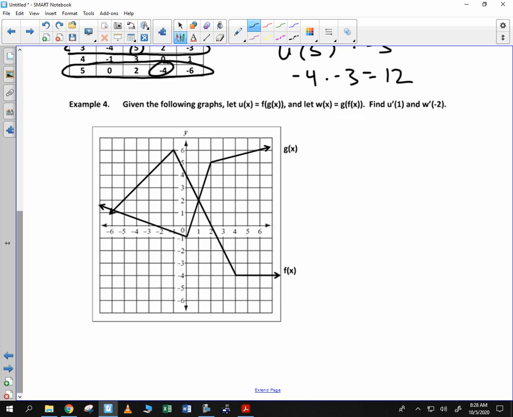We'll do one of the graphical representations. It says u of x is equal to f of g of x. Find u prime of 1. We're going to use u prime of 1 in this example. U prime of x is going to be equal to, you see we have composition here, so f prime of g of x times the derivative of the inside, g prime of x.